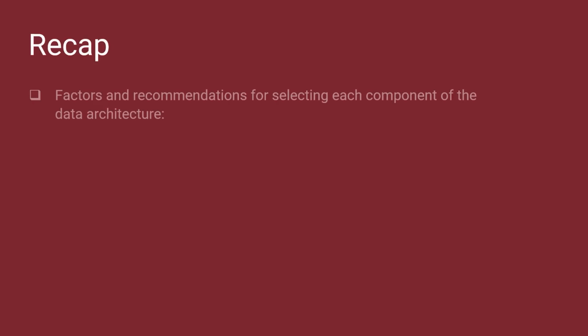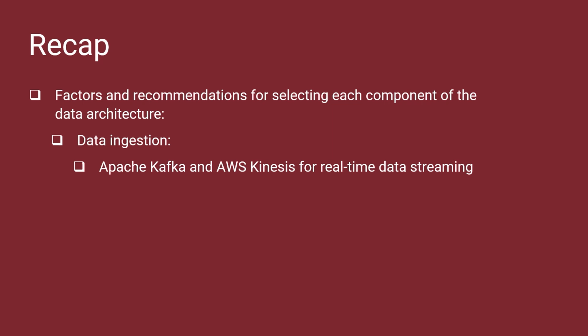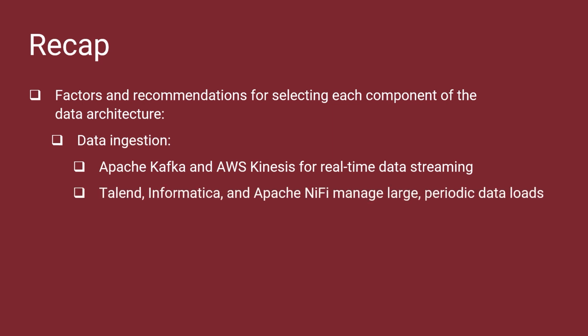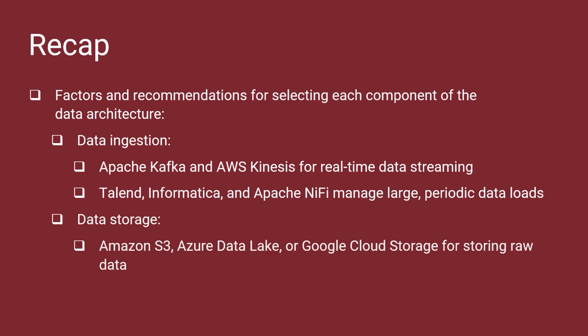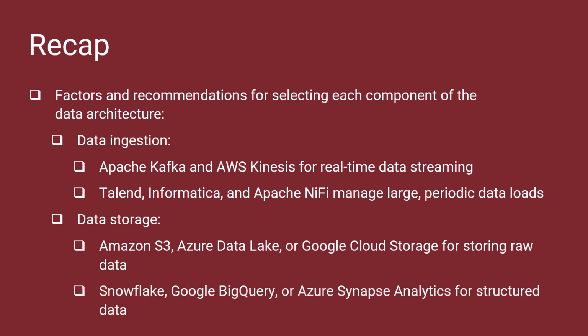In this video, you learned the factors and recommendations for selecting each component of the data architecture. For data ingestion, Apache Kafka and AWS Kinesis are ideal for real-time data streaming, while Talend, Informatica, and Apache NiFi can manage large, periodic data loads. For data storage, Amazon S3, Azure Data Lake, or Google Cloud Storage provide raw data storage. Snowflake, Google BigQuery, or Azure Synapse Analytics are used for structured data.